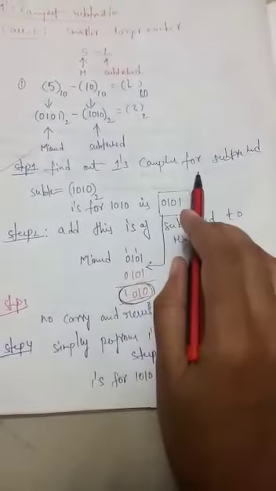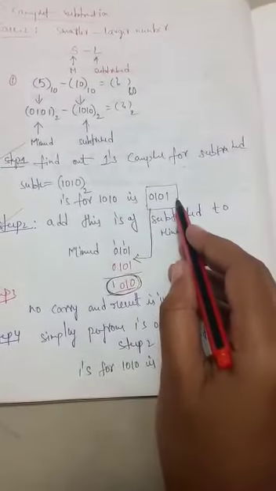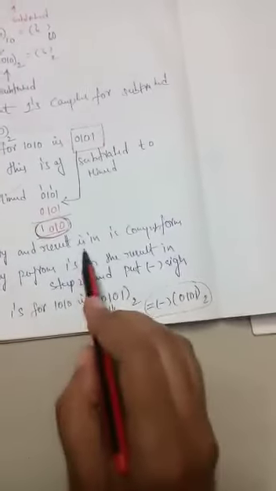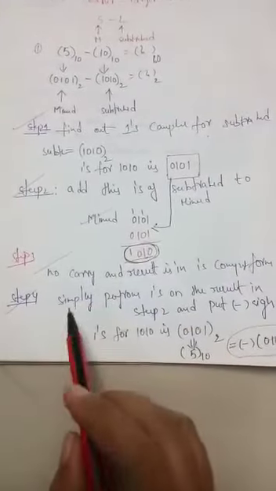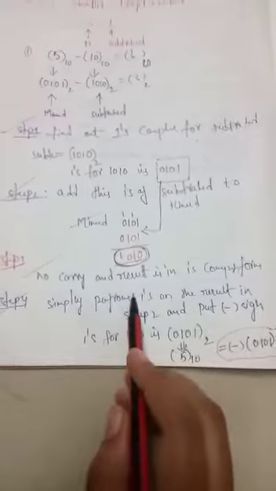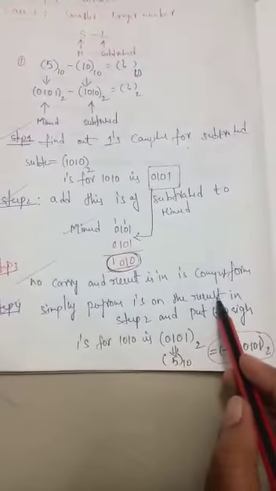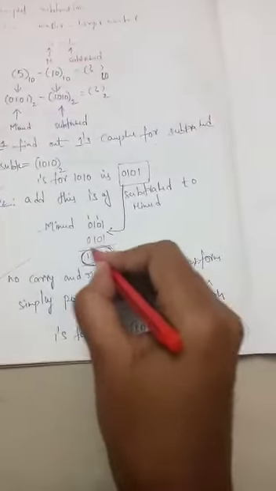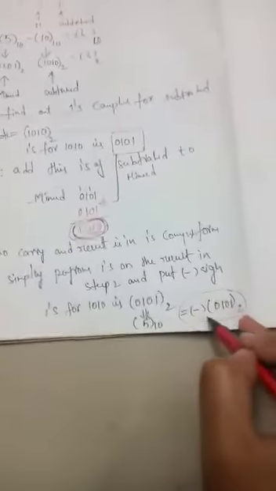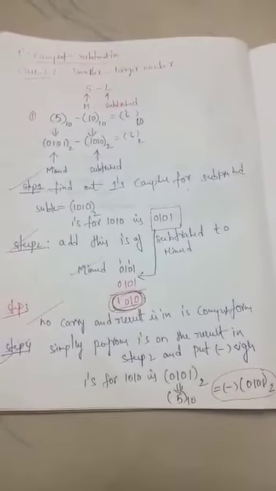Simply observe here, step 1, find out the 1's complement for the subtrahend. Second step, add this 1's complement of the subtrahend to the minuend. And in the third step, you have to observe that there is no carry and the result is in 1's complement form. Next, in the final fourth step, simply perform 1's complement on the result which we got in the second step and put a minus sign. This is case 2 in 1's complement.